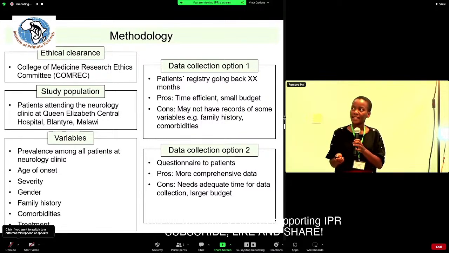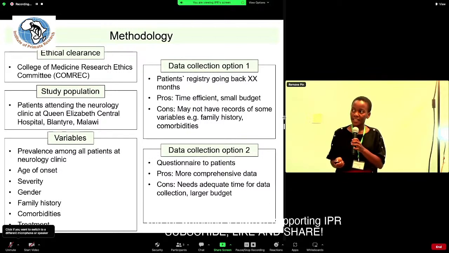The first option would be using the patient registry, going back a number of months and looking at the variables. This would be time efficient and it would require a small budget, but we may not have records of some of the variables, especially on the family history and comorbidities.